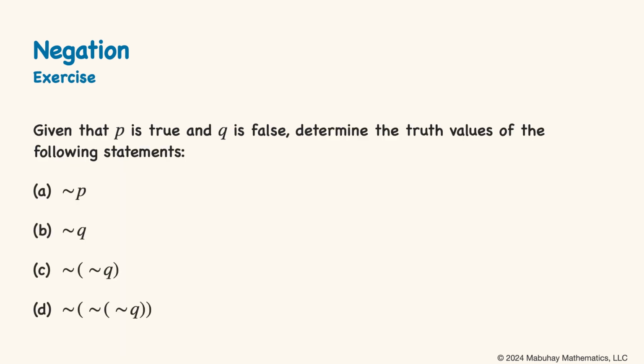So here's an exercise. Given that P is true and Q is false, so P is a statement, Q is a statement. Given that P is a true statement, Q is a false statement, determine the truth values of the following.